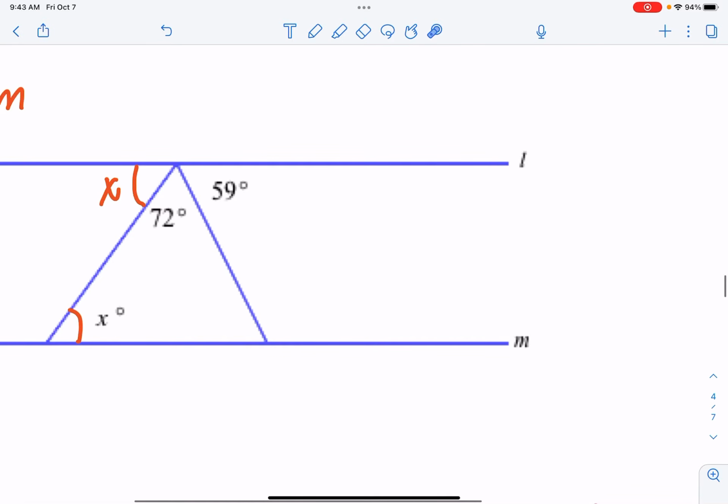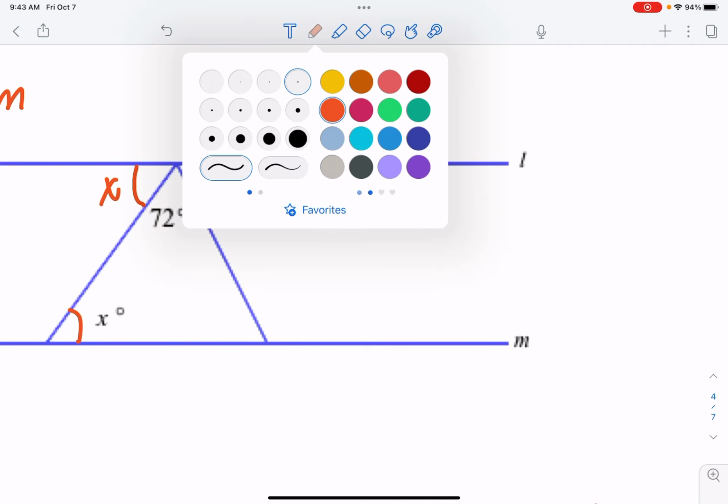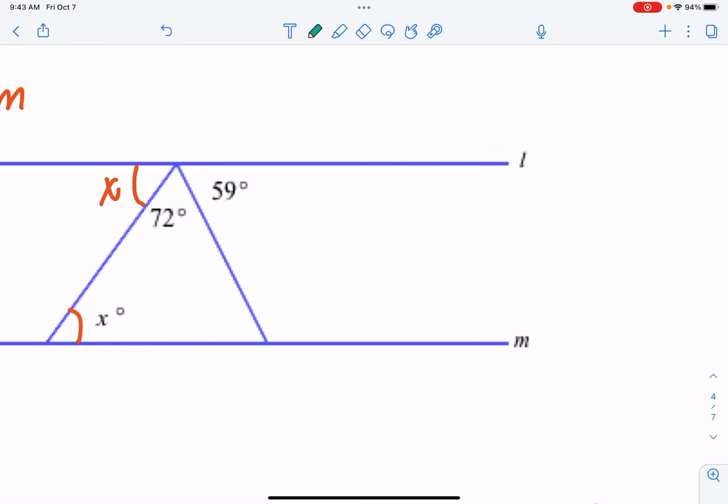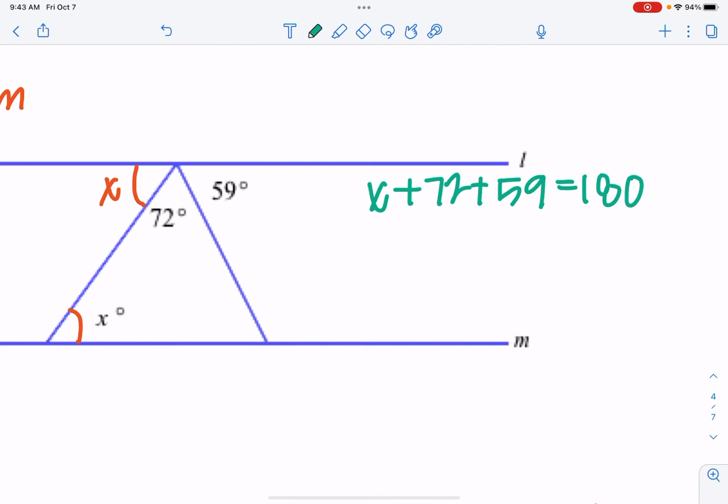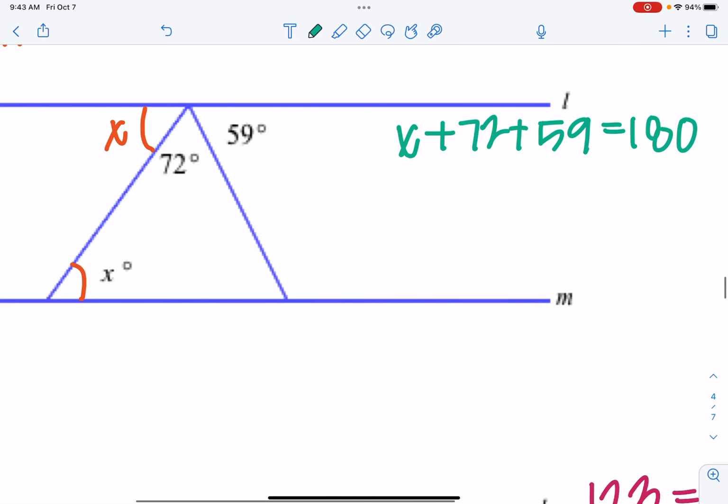Now I should see that these three angles sit on a straight line. We know that a straight line from chapter 1 adds up to 180. So that could be an equation. So I can say x plus 72 plus 59 equals 180 and solve for x. That completely works. Or maybe you saw this happen.